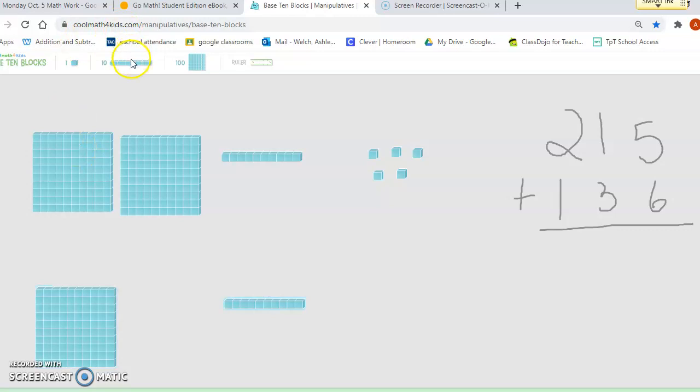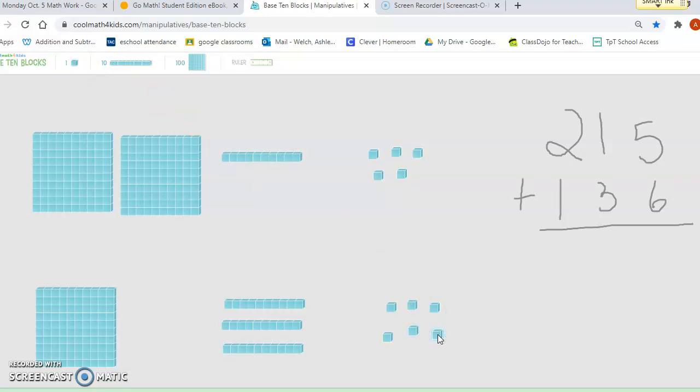10, 20, 30. And see, I'm keeping my hundreds in the same area, my tens in the same area, and my ones, because I want to stay nice and neat and organized with my math. So I'm going to get out 6 ones for 100. I'm sorry, 36. So I'm almost there. Okay, great. So now I have both numbers built.